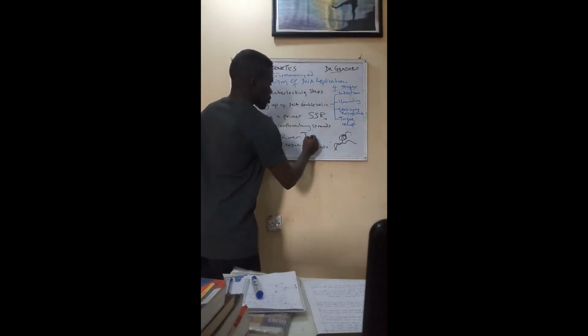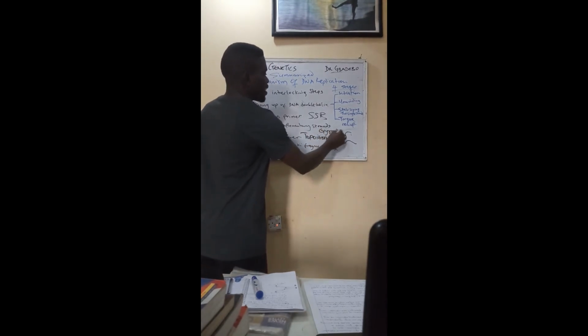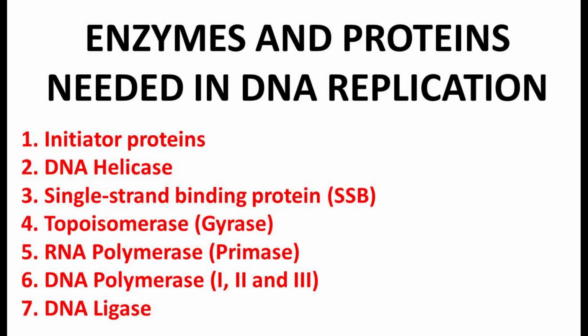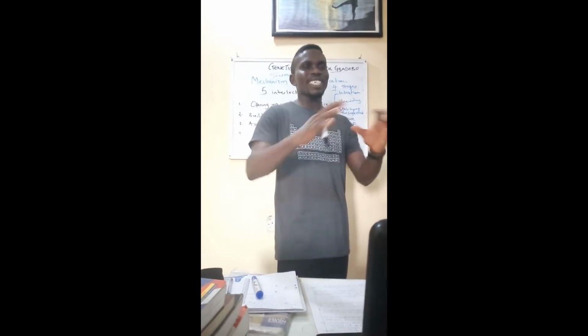So to relieve this torque pressure, another enzyme is needed. This enzyme is known as topoisomerase, also called gyrase enzyme. This topoisomerase is needed to relieve the torque pressure that is created by the unwinding of the DNA double helix. It usually binds to the double helix and relieves the torque pressure that is created as a result of the unwinding.